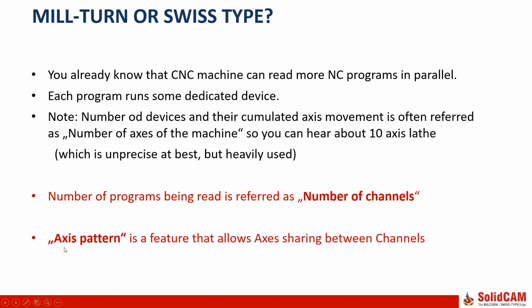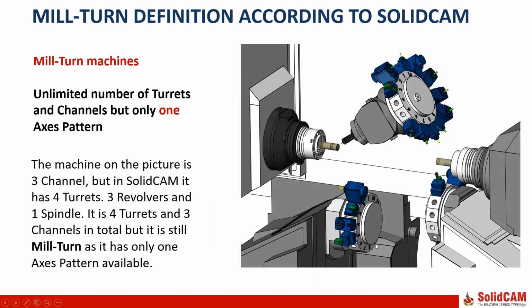Important wording is axis pattern. This feature we will explain a little bit more later. This is how we share this axis between channels. And this is decisive for the definition of either Milton or Swiss type. Important is how we understand this differentiation in SolidCAM.